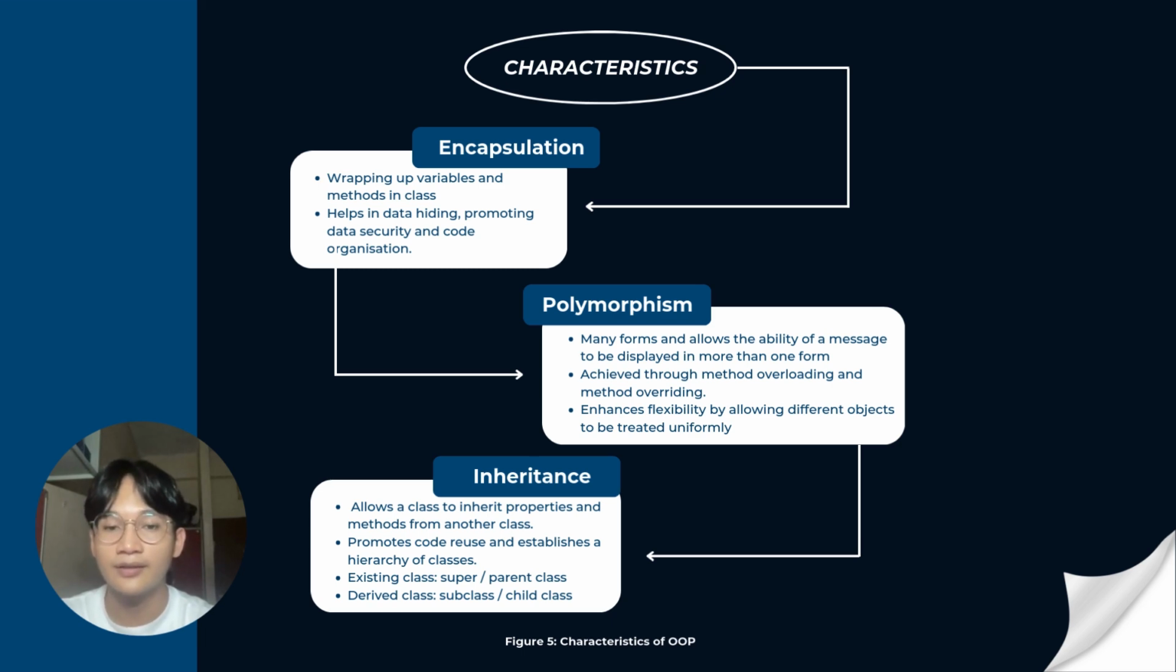For the third and final characteristic, which is inheritance. Inheritance allows a class to inherit properties and methods from another class. Inheritance promotes code reusability and establishes a hierarchy of classes. For example, a parent class or superclass can pass down its properties and methods for the subclass or child class to use.